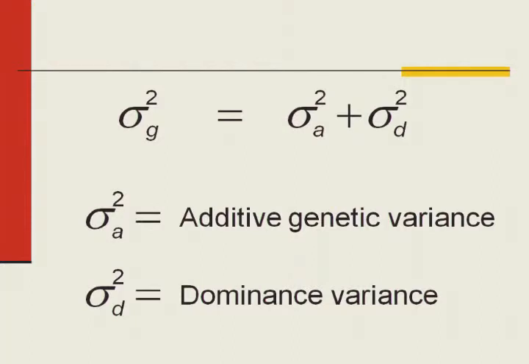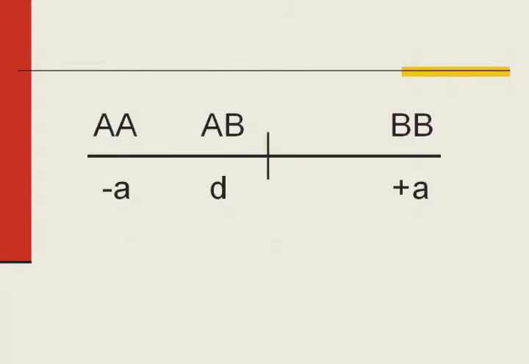We can break that genetic component into an additive component and a dominance component, a non-additive component. And so what is that dominance variance? It's kind of a slippery thing to deal with, and I think the easiest way to explain it to you is to have an imaginary locus that has two alleles, A and B.